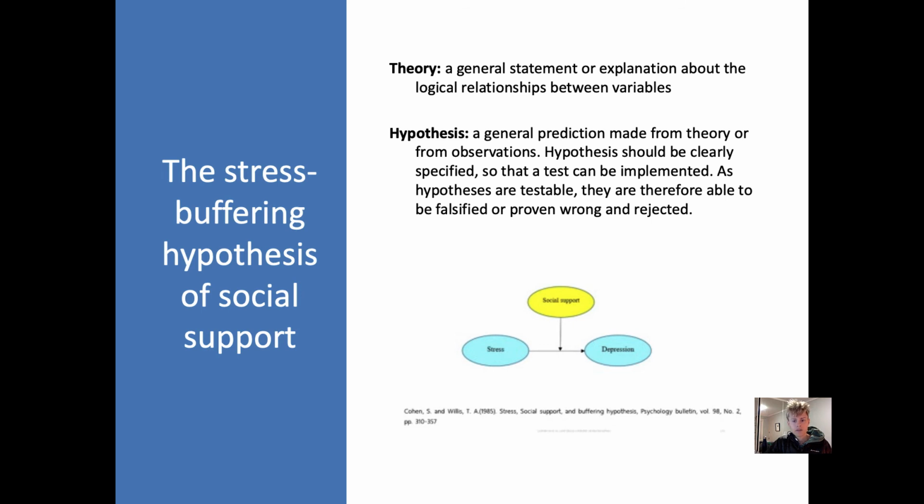A hypothesis, rather, is more directive. It would be something like this. Higher perceived social support is associated with lower perceived stress among adults during stage 3 lockdown. A key feature of a hypothesis is that it needs to be able to be proven wrong. That is, it must be falsifiable.